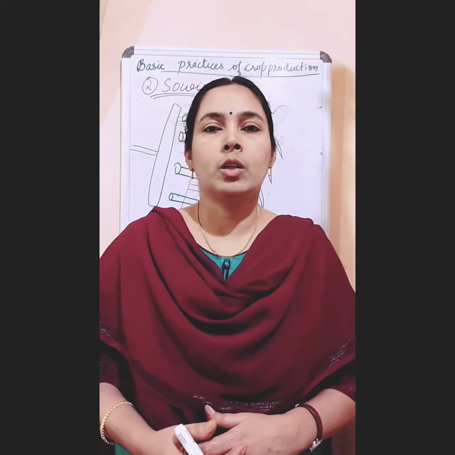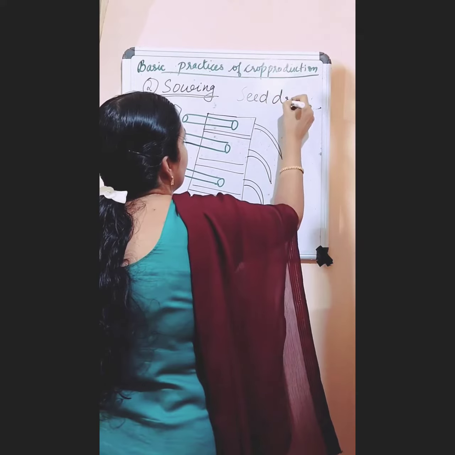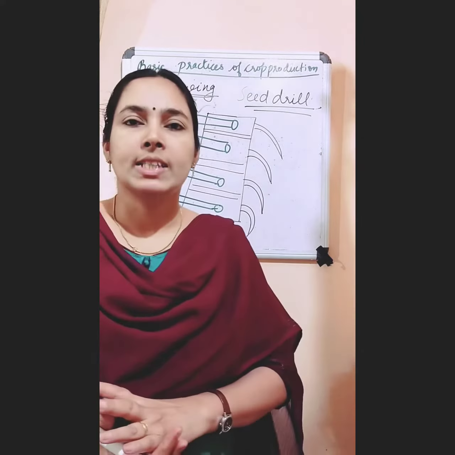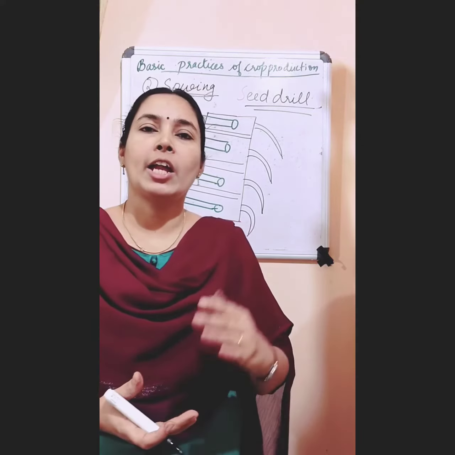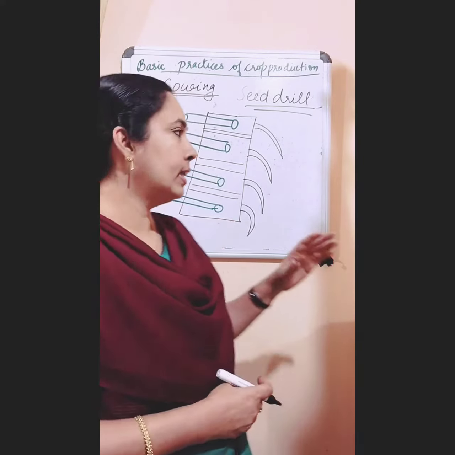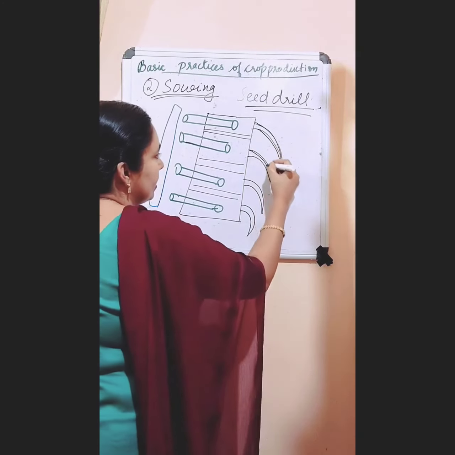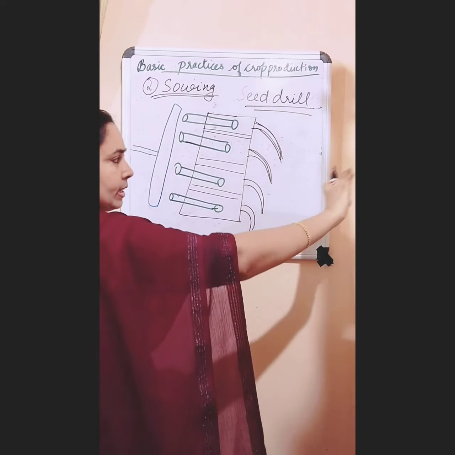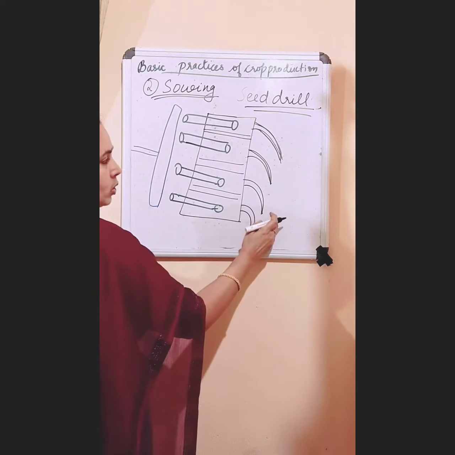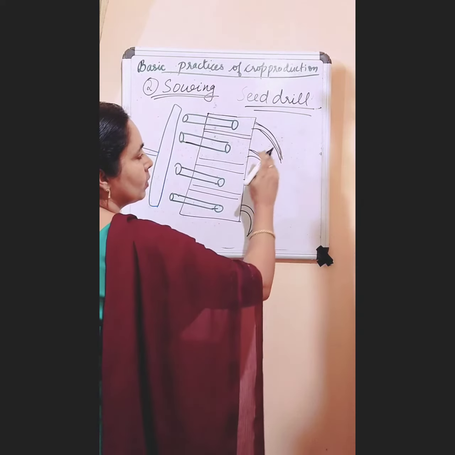The next tool is the seed drill. Nowadays we are using a seed drill. The seed drill is attached to a tractor, so it is driven by a tractor. It contains a frame like this, and so many teeth-like structures are there. When the tractor moves, these teeth-like structures pierce the soil and till the soil. It is present in the first part, and it will pierce the soil and move.